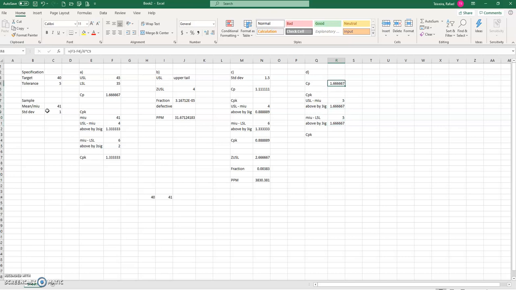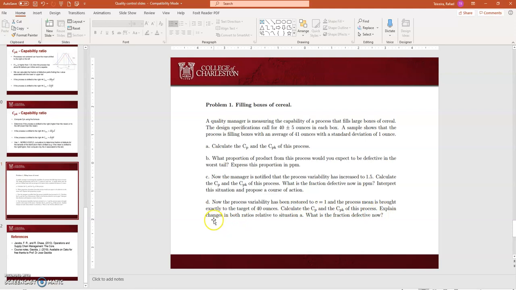When the process is centered, all capability ratios are equal. So I can pick any one here, and it's going to be 1.6. Let me get this one. So let's see what else the problem says. Explain changes in both ratios relative to situation A. I explain what the fraction defective is now.